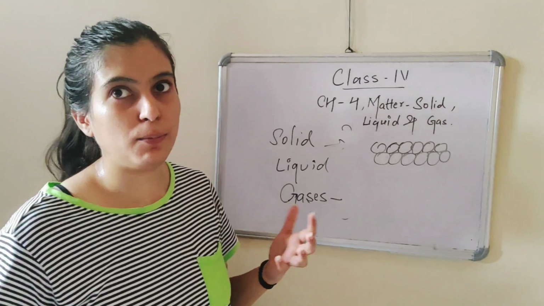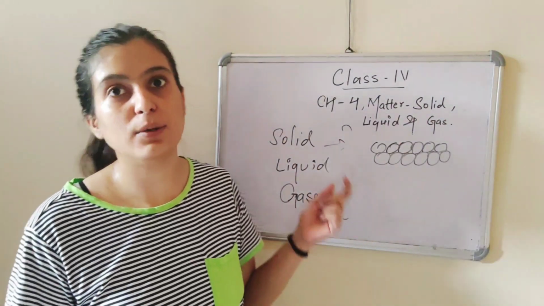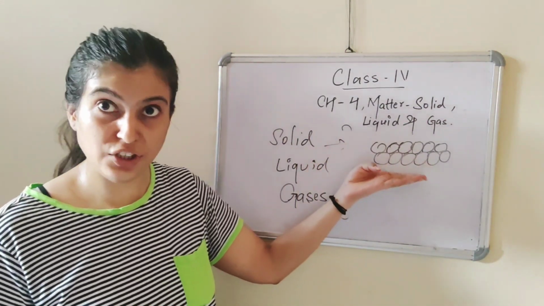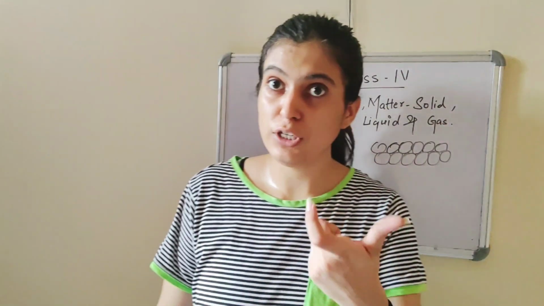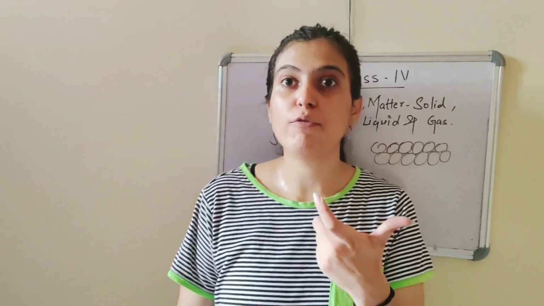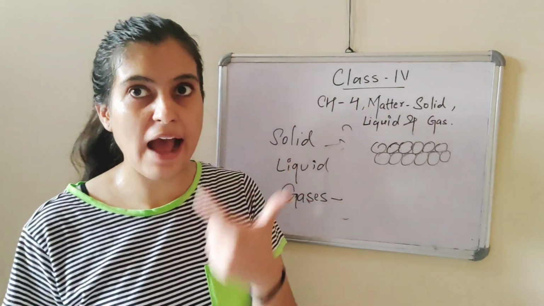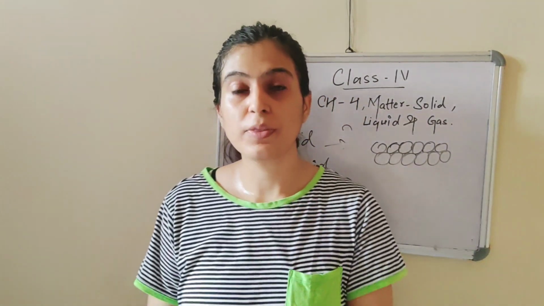So, what are the properties that solids have? The molecular arrangement is rigid. They do not have spaces in between them. They have a particular shape. They have a definite volume, and they do not have the ability to flow.